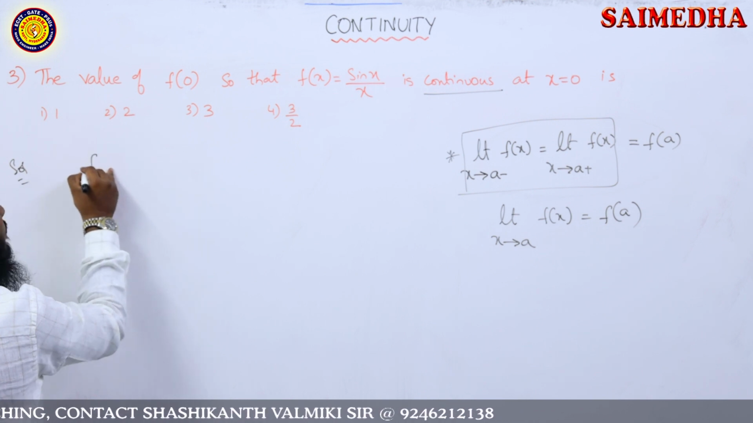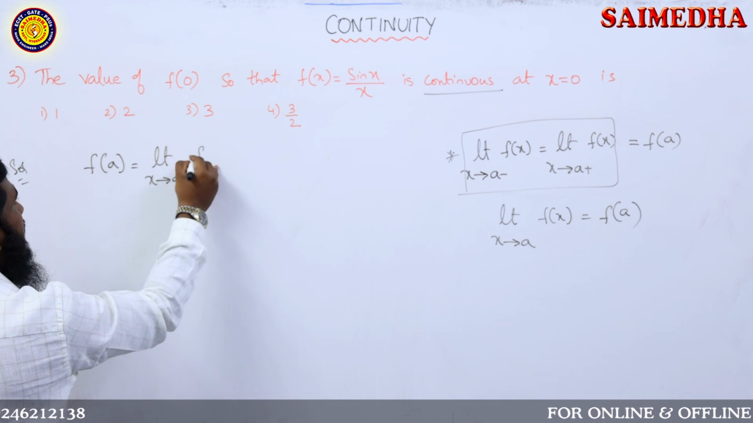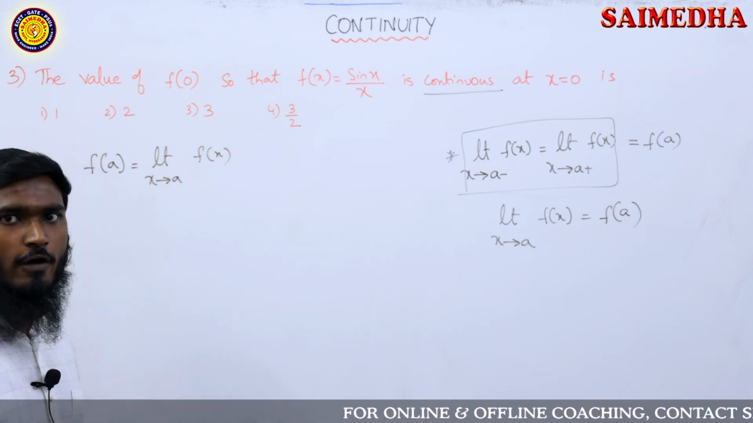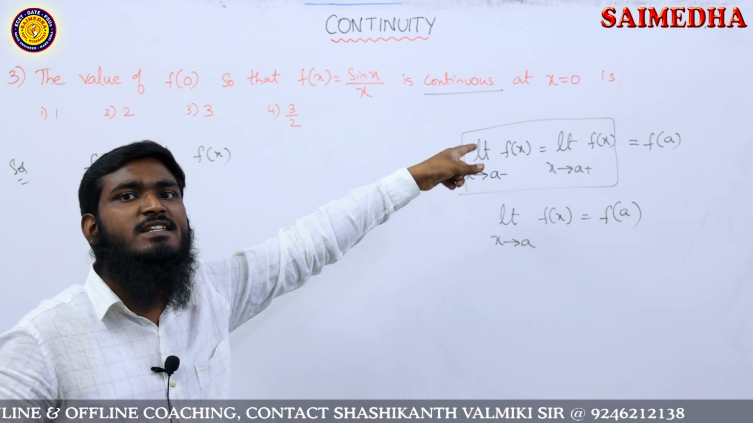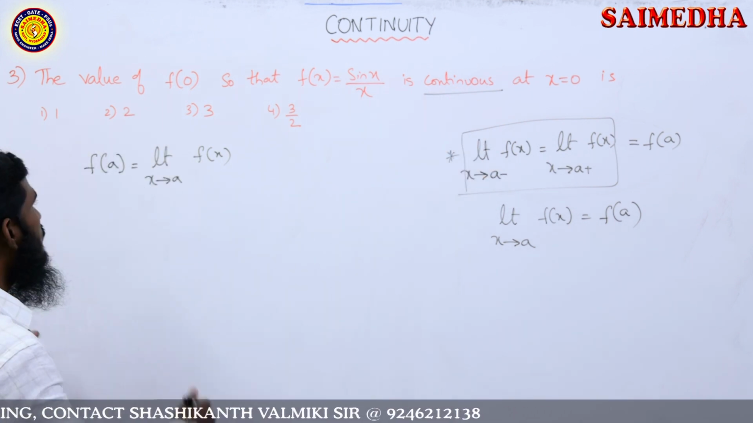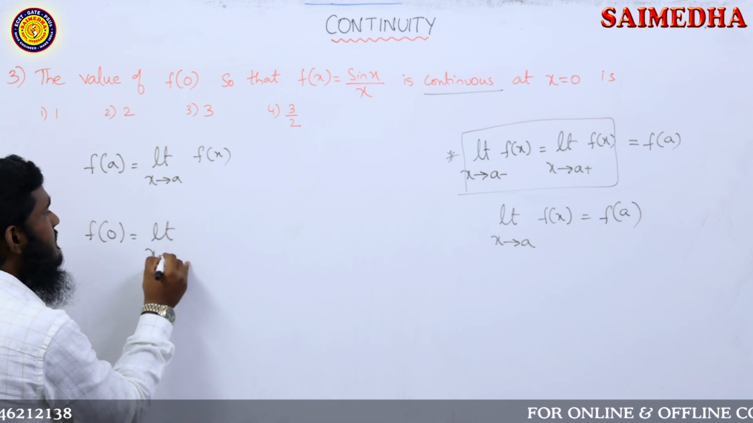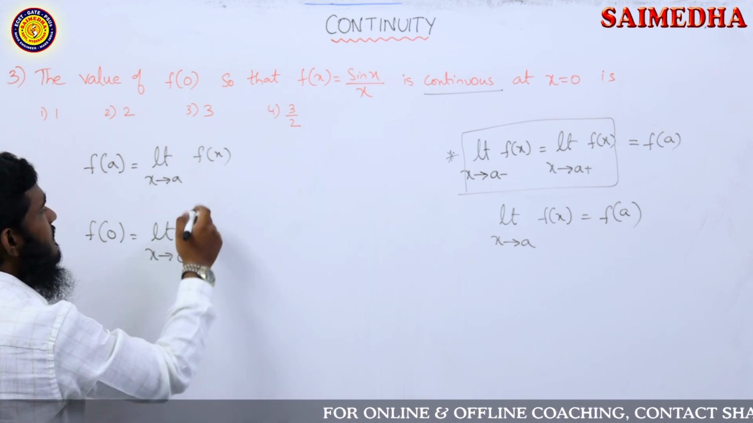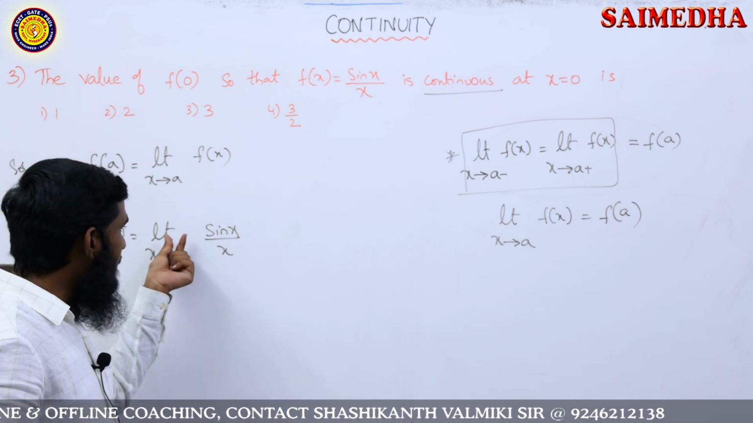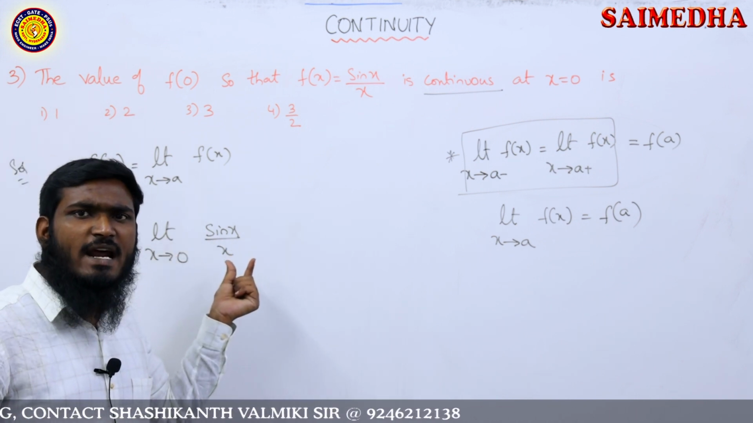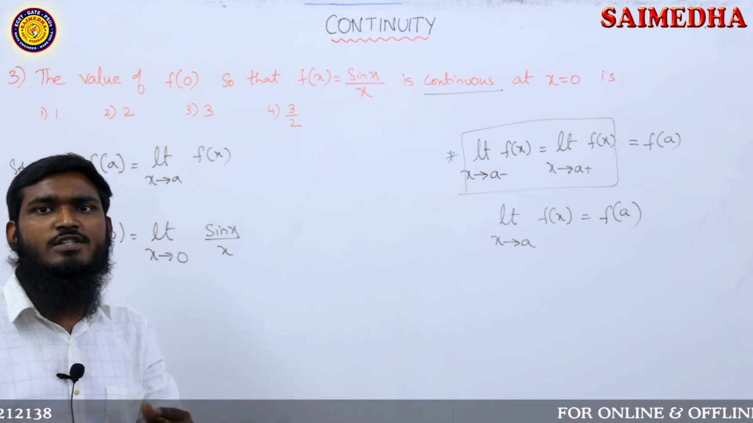Let us write the condition over here. So first is f of a, it is equal to limit x tends to a, f of x. Now x is equal to 0 is given. x is equal to 0 means x is equal to a. What is the a value? 0. So f of 0 is equal to limit x tends to 0, and f of x is sin x divided by x. Now we have to apply the limit for this function. As we have the standard limit, what is the standard limit? Limit x tends to 0, sin x divided by x, is equal to 1.